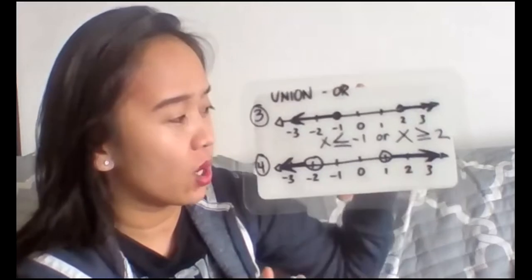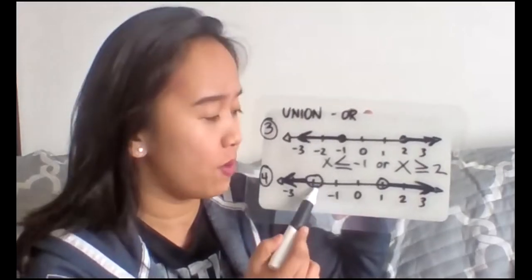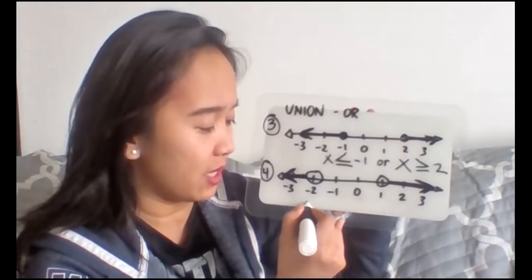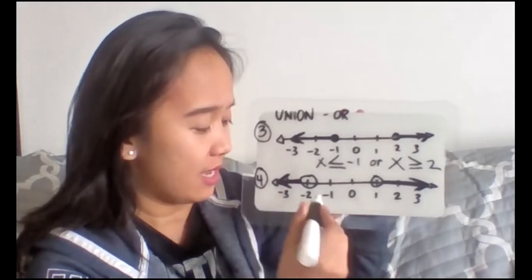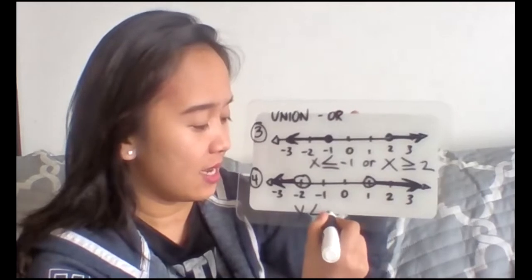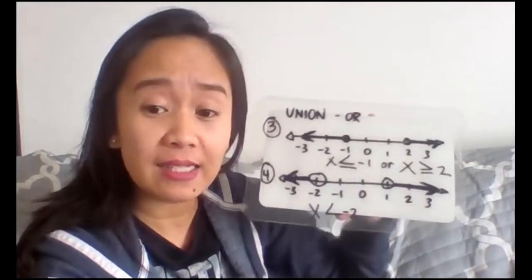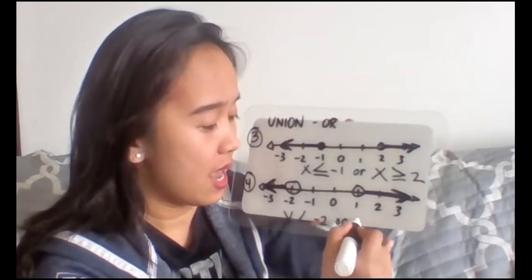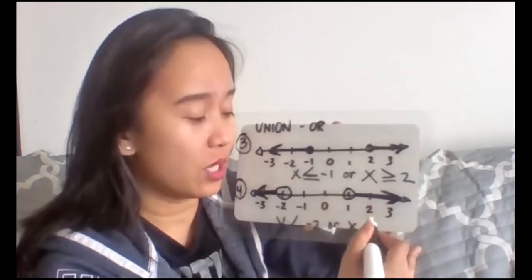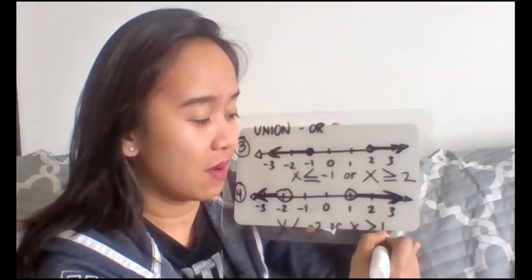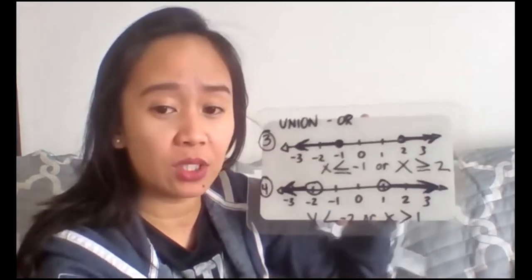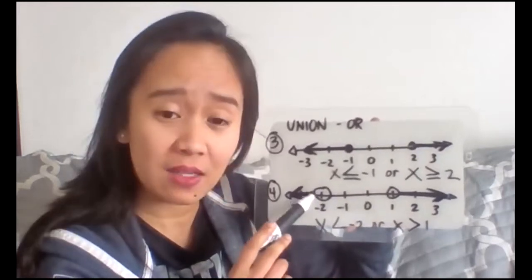Now for number 4, look at number 4. You have their open points. So let's write this one at the left first. So x is less than -2, only less than -2 because it's open. Or x, going to the right, is greater than 1. So that should be your compound inequality using this graph.